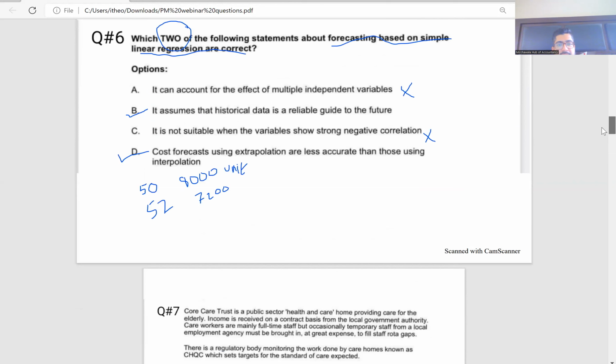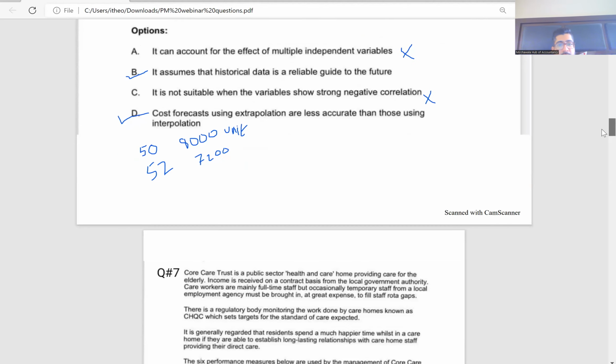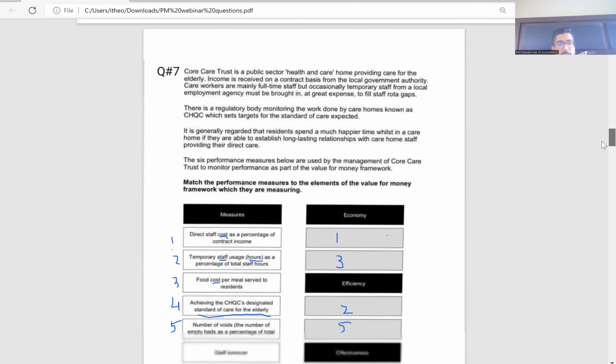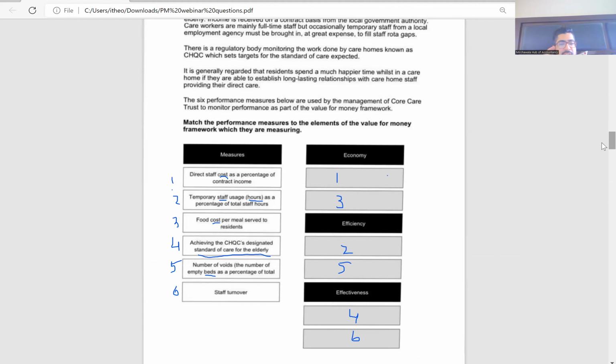So 6 was a very easy theoretical question. That regression assumes historical data and guides for the future, and extrapolation is less accurate, interpolation more accurate. Here, 6 measures: economy, efficiency, effectiveness. Economy was very easy because cost comes in economy. Efficiency, hours, resources, and effectiveness, the objective.